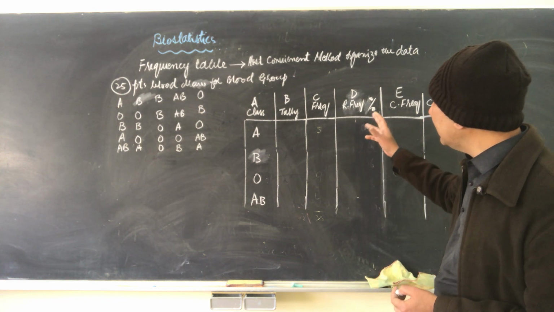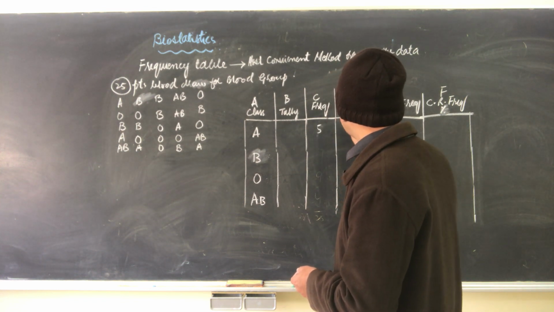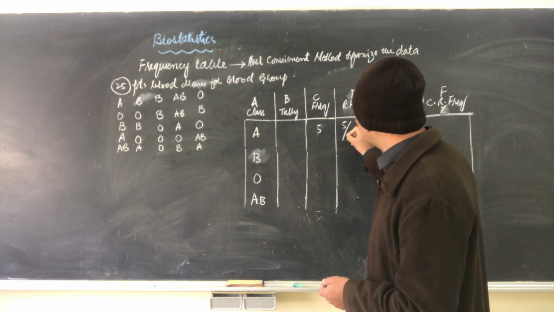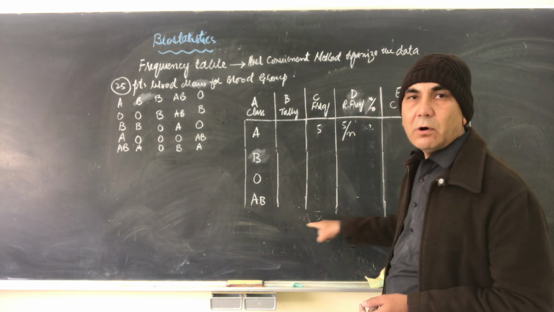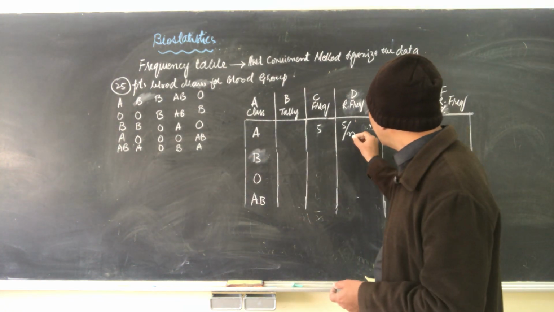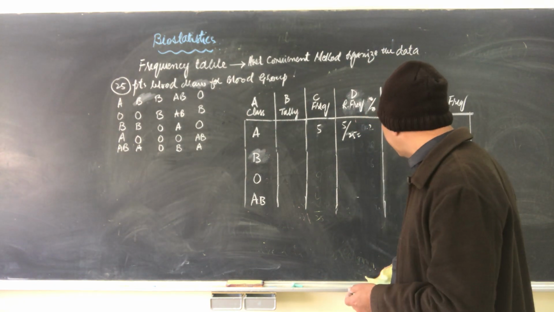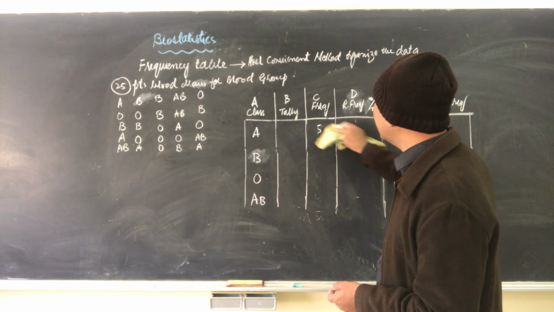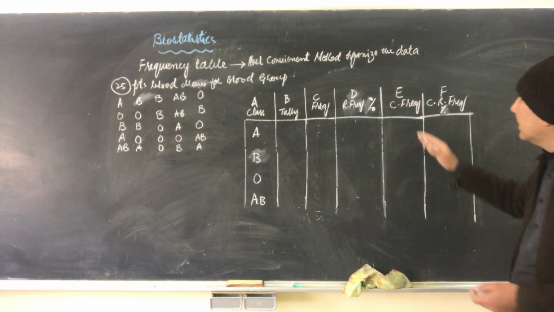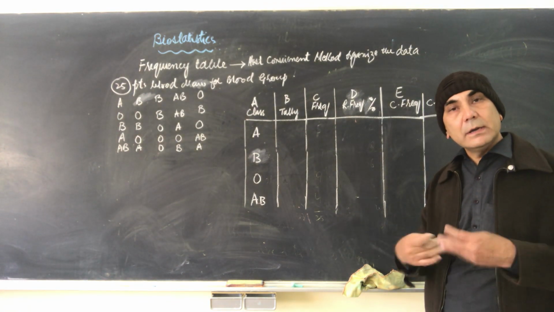The relative frequency means, if suppose it comes up 5 times, then we divide the frequency 5 by the sample size, or the total number of the population, or total number of the data set. The data set is 25. Then we come up with the relative frequency, the proportion or percentage for that particular class. Now in column number 5, we will write down the cumulative frequency.